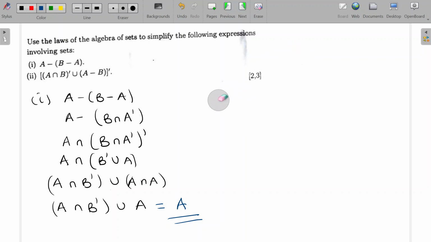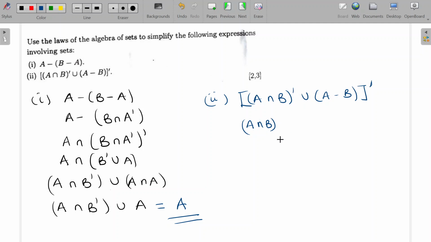When you go to Roman numeral number 2, they want us to simplify this set: the complement of the union of A minus B, like this. Now you're going to distribute the complement with everything here because you want to break the brackets. Because this complement is for this entire set, it's going to be complement, and this complement you're going to have A intersection B.